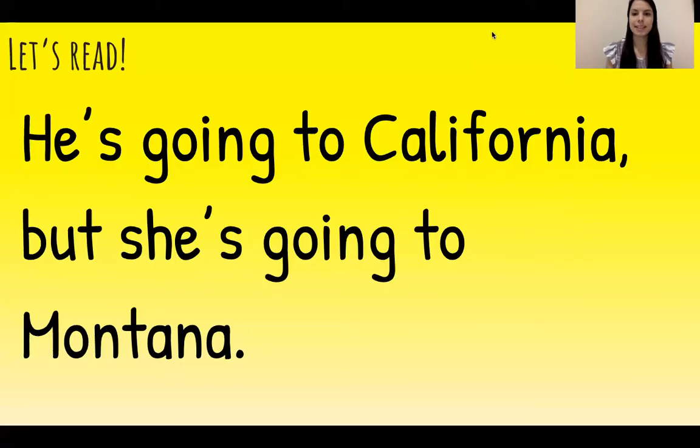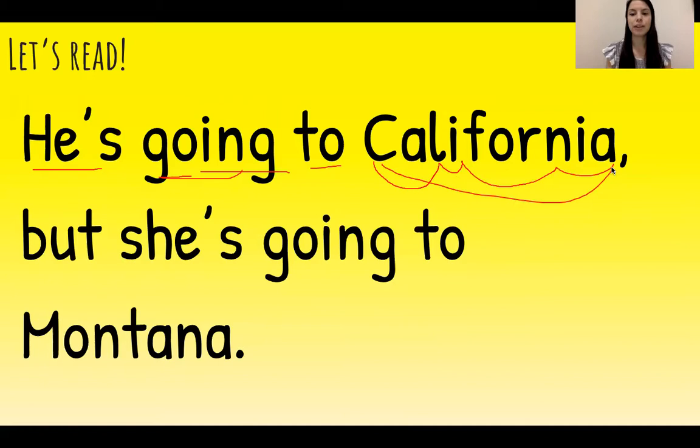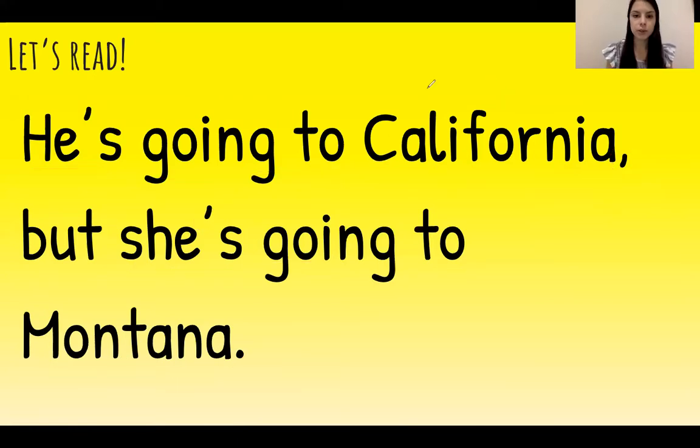All right, here is our sentence. So let's go word by word, then scoops, then fluently. He's, there's he is, going, going, to. Let's tap out the sounds or clap them out. California, California. Pause at the comma, but she is going to Montana, Montana. All right, now that we know what those words are, let's scoop.